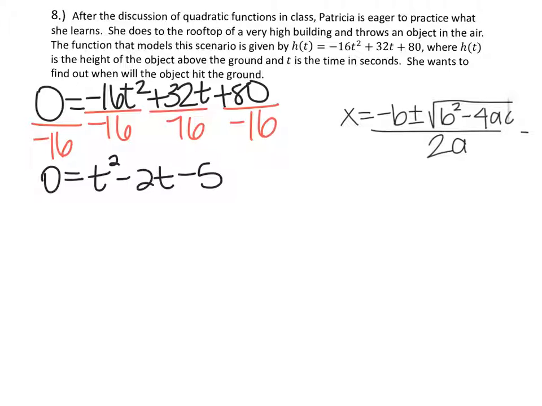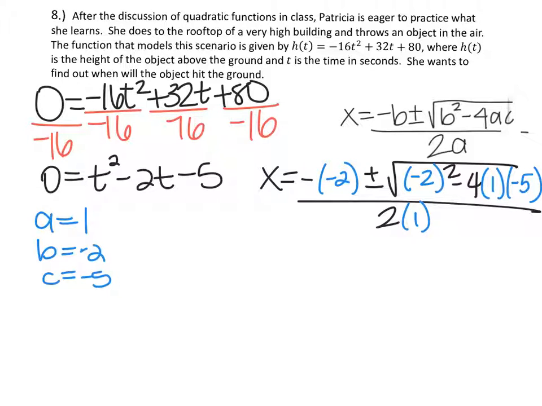Now we can identify what a, b, and c would equal. a would equal 1, b would equal -2, and c would equal -5. So we're going to plug that into our quadratic formula. So we have negative times -2 plus or minus the square root of (-2)^2 - 4 times 1 times -5, all divided by 2 times 1.